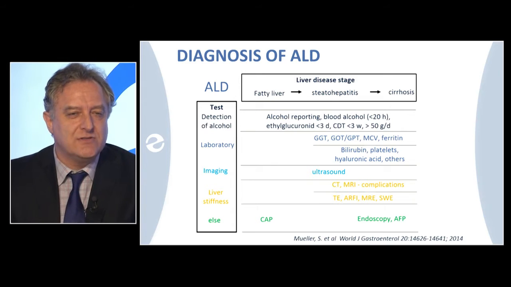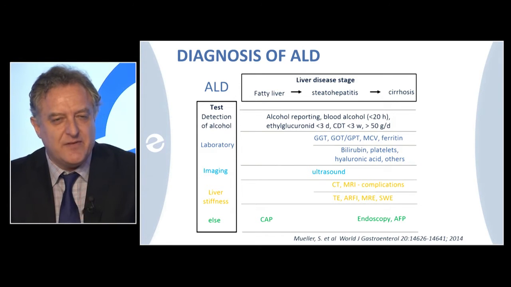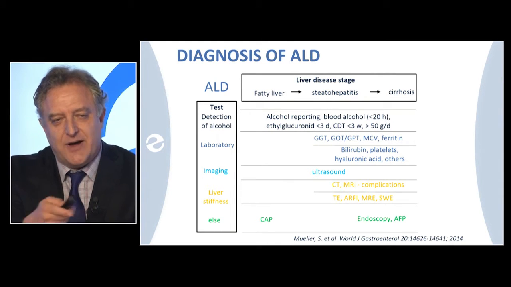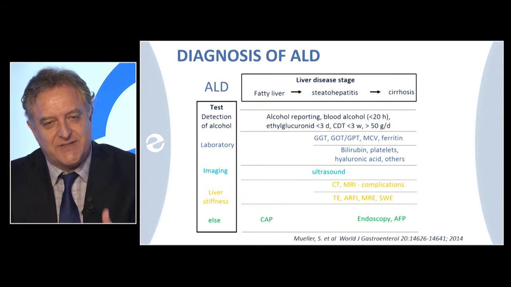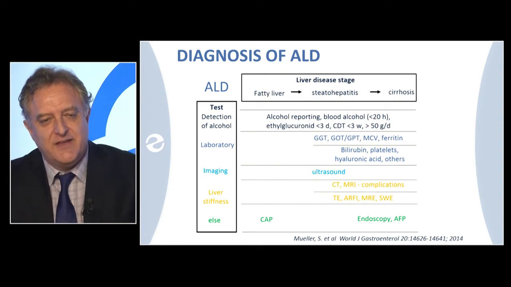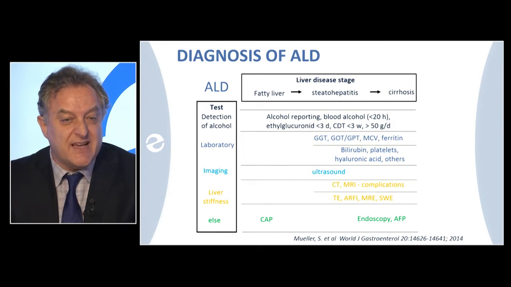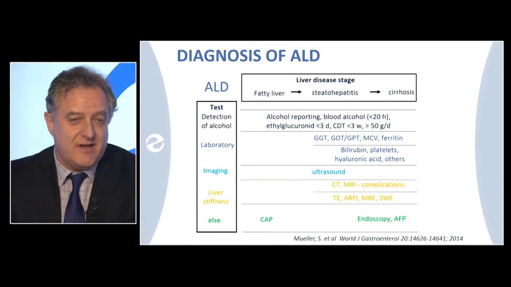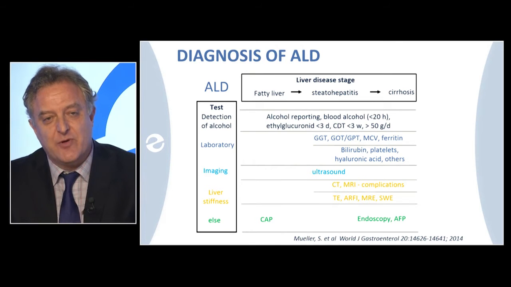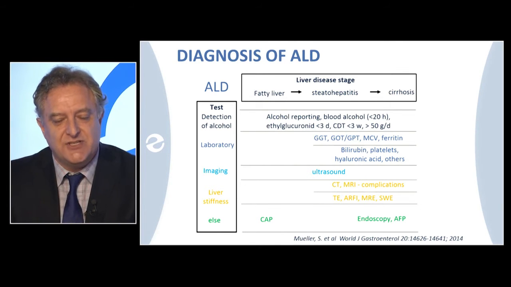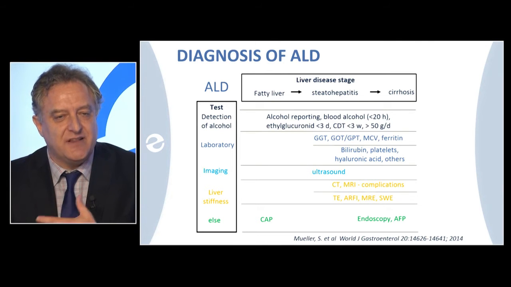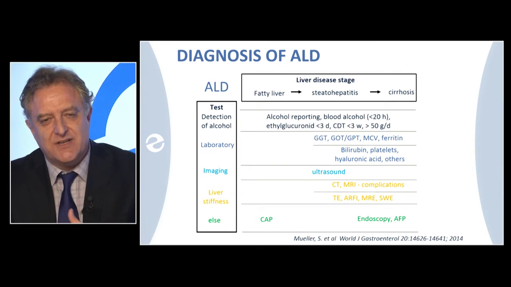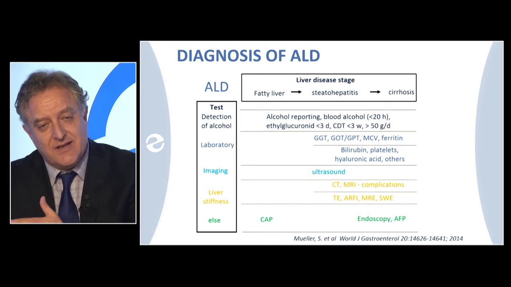Well, how can we diagnose patients with alcoholic liver disease? There are different stages, and this is a slide from my colleague Sebastian that I like very much. In the top part, you have the liver stages: fatty liver disease, steatohepatitis, cirrhosis. And then in the vertical panel on the left, you see the different tests. Typically, patients with silent liver disease due to alcohol have alcohol abuse. Sometimes they report, sometimes they underreport, so you need some tests. You can see the GOT is higher than the GPT, GGT is elevated. And we have some markers of alcohol abuse like HG or CDT. There are some markers that are present in people who have drunk in the last days.